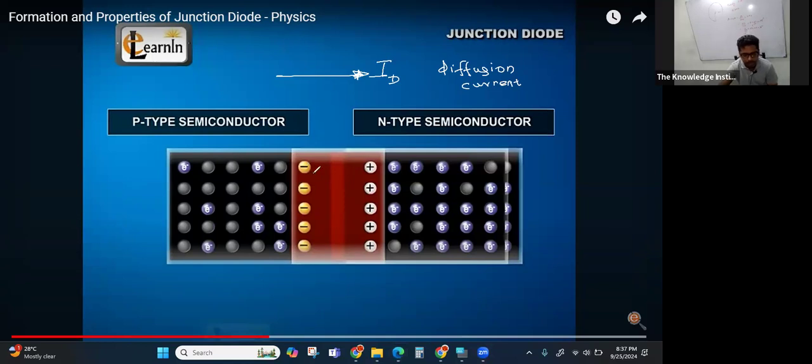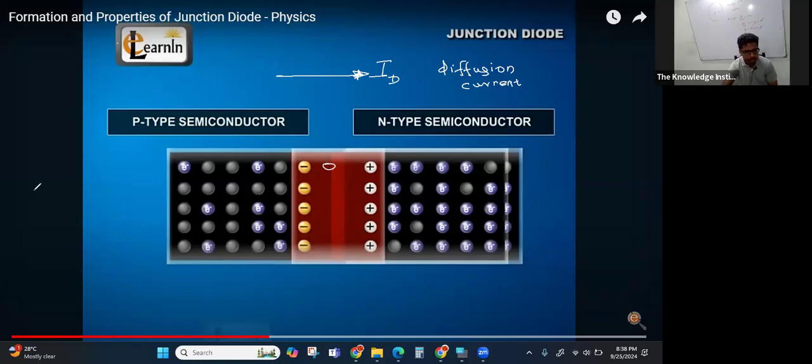Now holes move to this side and electrons move to this side, and the holes and electrons recombine. When they recombine, what is left? We know p type is doped with group 3 elements, so it is negatively charged. If an electron fills that hole, it becomes negatively charged, and the other side becomes positively charged. So this side is left with positive charges and this side with negative charges.